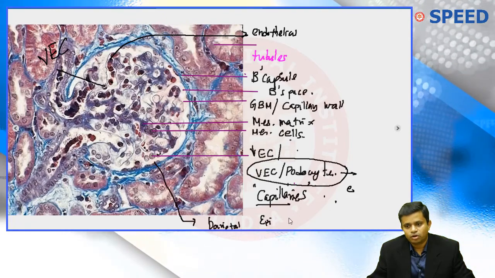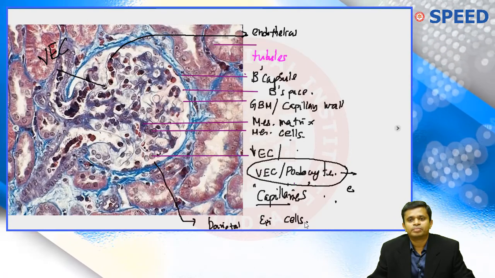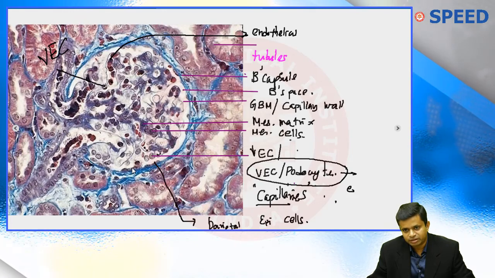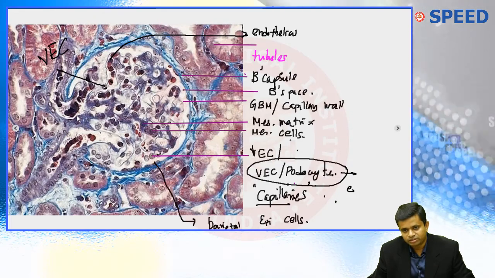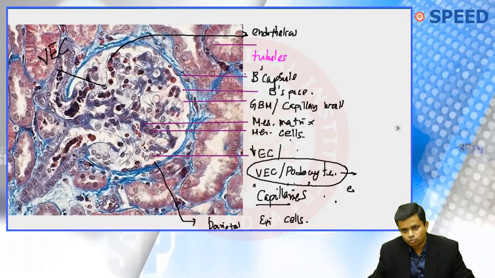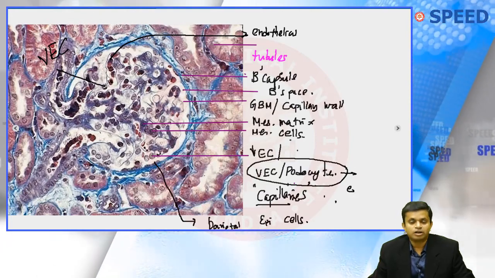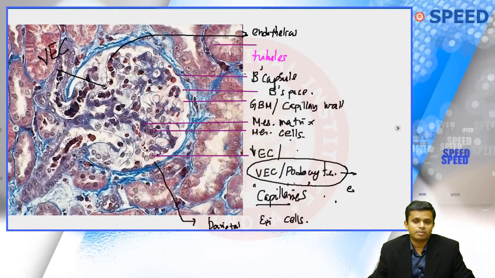So I think we have now narrowed down the cells we have in the Bowman's capsule. The cells which are attached to the Bowman's capsule are called parietal epithelial cells. The cells which are away from the capillary wall are called visceral epithelial cells. The cells which are inside the capillary wall we call endothelial cells. The cells seen in the mesangial matrix are called mesangial cells. And the lines we see inside the tuft are called capillary walls, popularly called glomerular basement membrane.